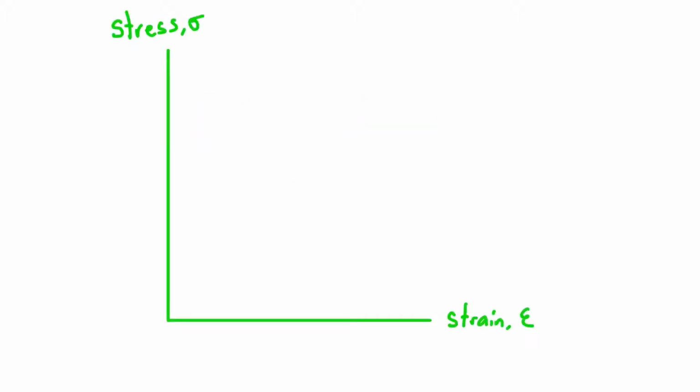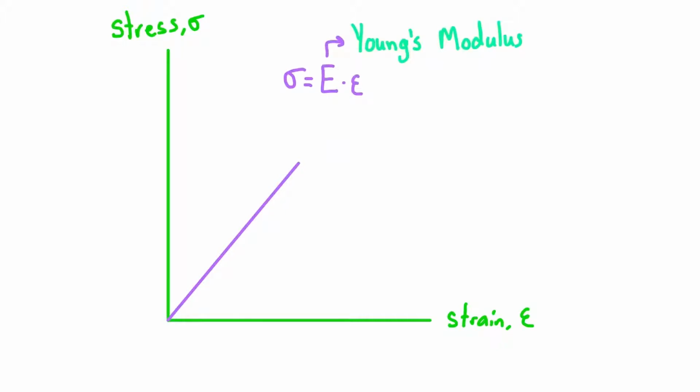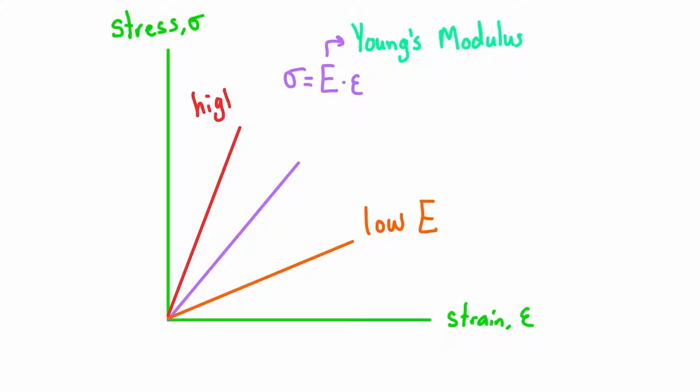When you first start stressing a material, the magnitude of the stress with respect to the strain is directly proportional, with a constant called Young's modulus. Some materials, like rubber, have a very low Young's modulus. This means that you don't have to stress them a lot to see a lot of deformation. Other materials, like steel, have a very high Young's modulus. This means you're going to have to put a lot of force on them before you get any deformation to happen.